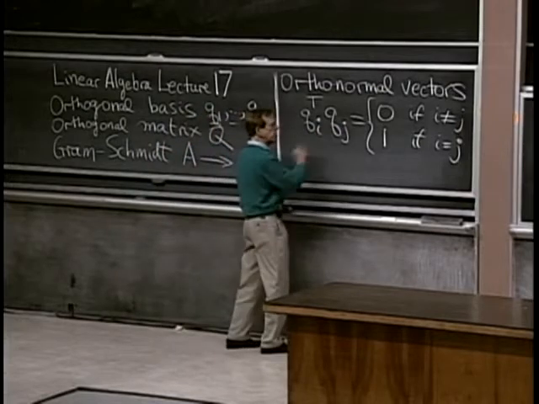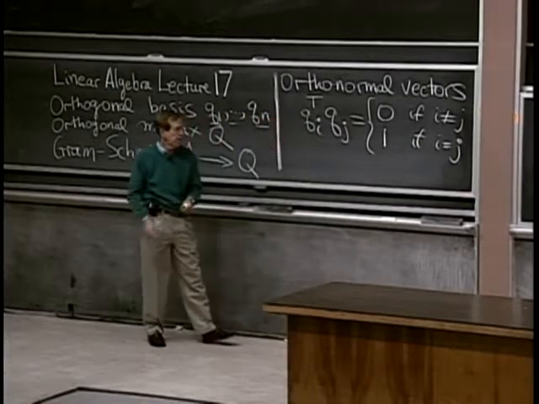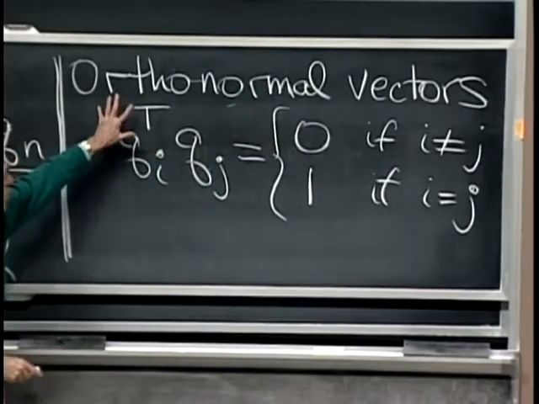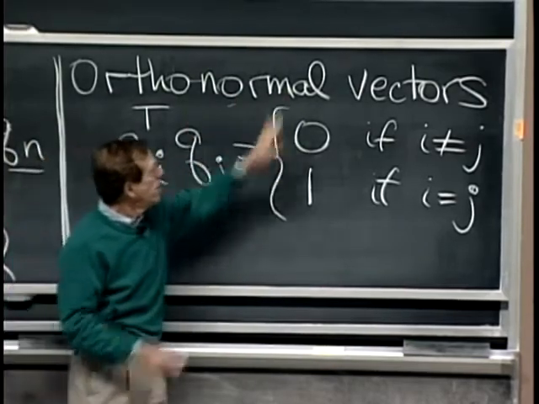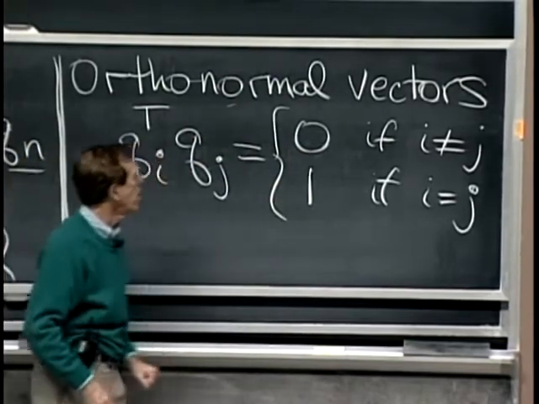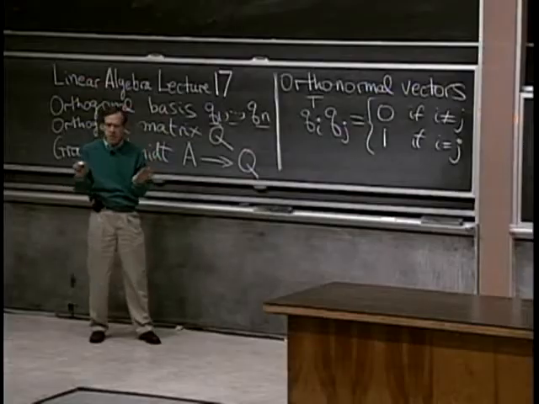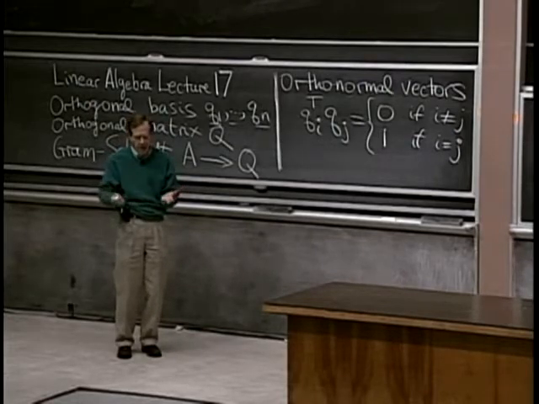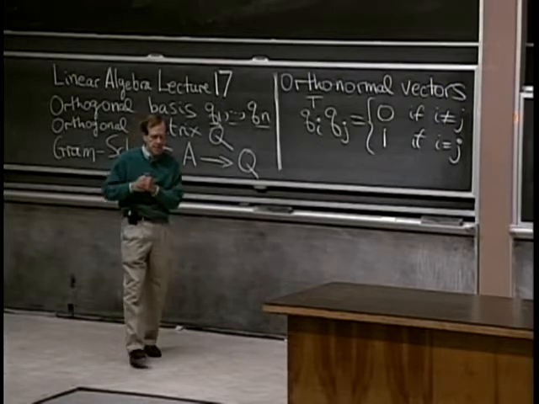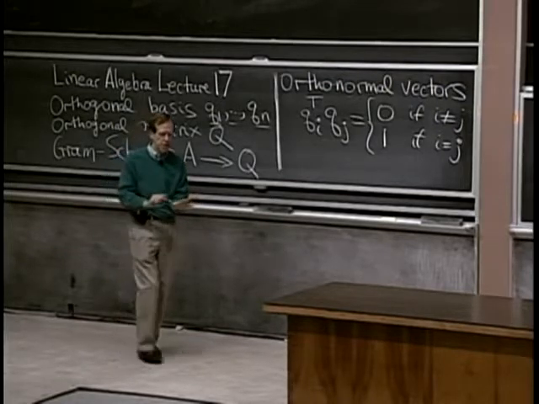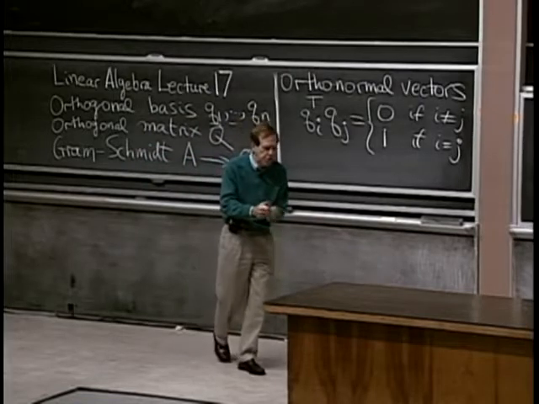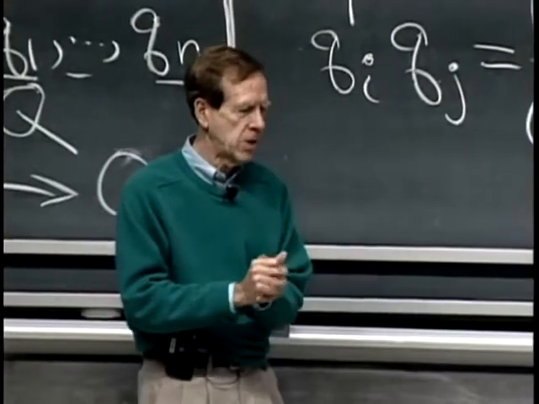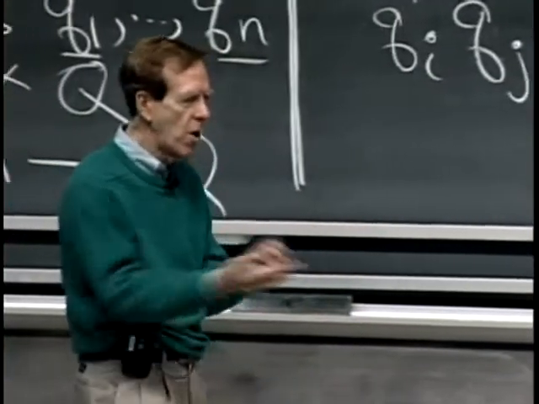Then Qi transpose Qi is 1 for a unit vector. The length squared is 1. And that's where I would use the word normal. So ortho for this part, normal, normalized, unit length for this part. Okay, so the first part of the lecture is: how does having an orthonormal basis make things nice? It certainly does. It makes all the calculations better. A whole lot of numerical linear algebra is built around working with orthonormal vectors because they never get out of hand. They never overflow or underflow.